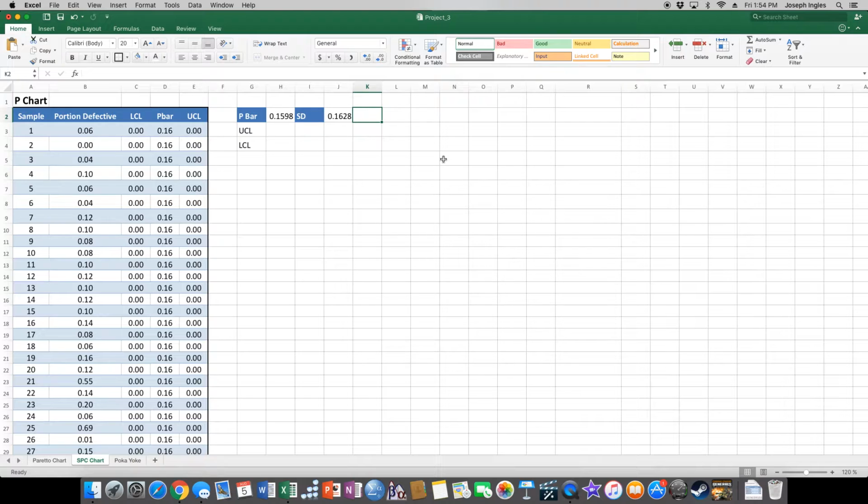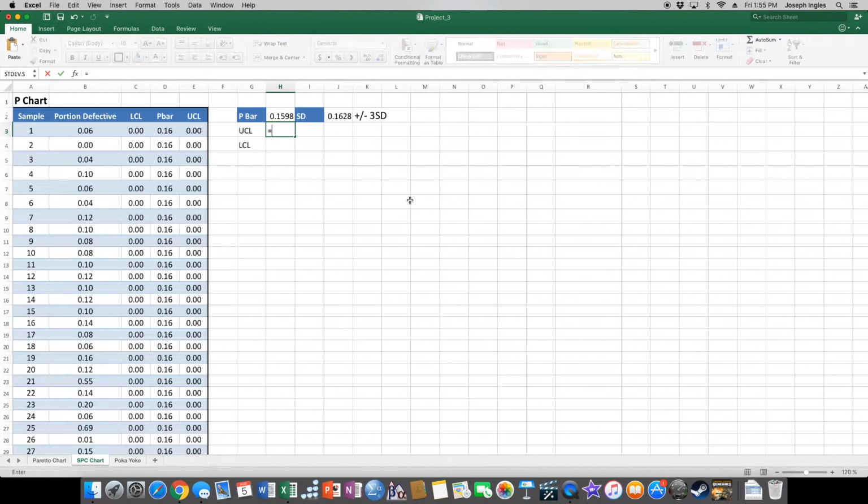So we're looking for a number that is equal to plus or minus 3 standard deviations away. All right? Well, the way we find that is we're going to say the UCL is going to be the mean plus 3 standard deviations. The LCL is going to be the mean minus 3 standard deviations. So let's plug those formulas in.